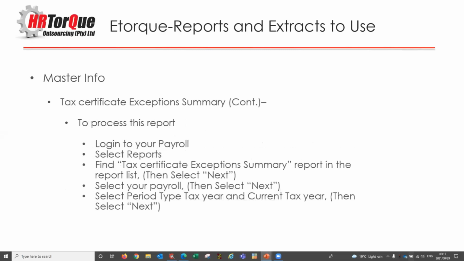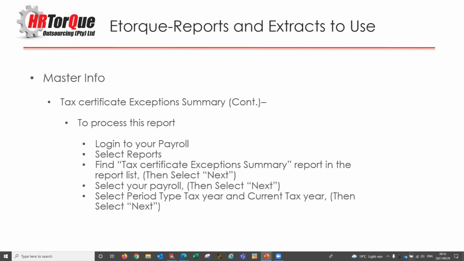After you've logged into the system, you're going to go to your reports tab. You're going to scroll down until you find, or use the search bar to find, the tax certificate exception summary. You're going to go next. You're going to select your payroll if you have multiple payrolls that you have access to. You're going to select your period type, and this is where it becomes a little bit more interesting.